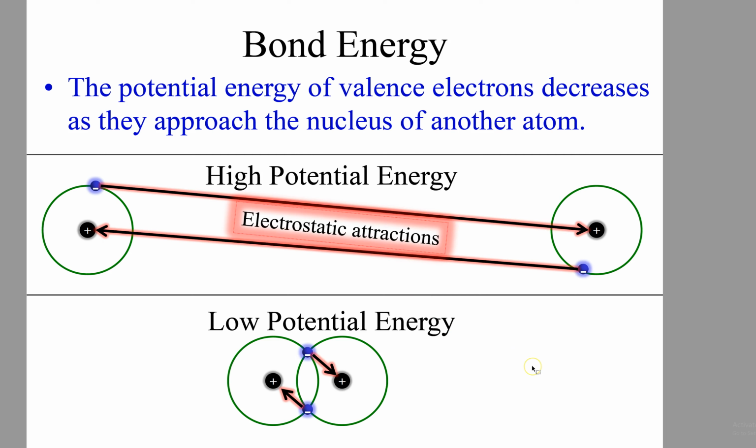Alright, now let's talk a little bit about bond energy and what bond energy represents. So bond energy is the potential energy of valence electrons that decreases as they approach the nucleus of another atom. So remember that if we increase that distance, we decrease the energy, the force of attraction. But what they have is this thing called high potential energy.